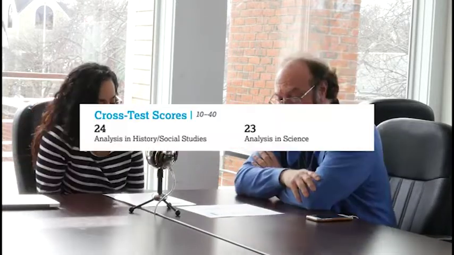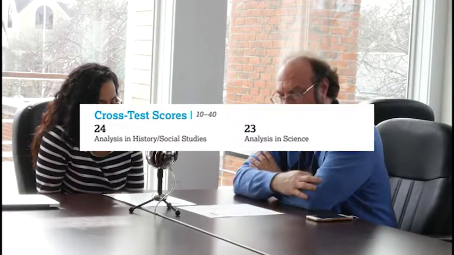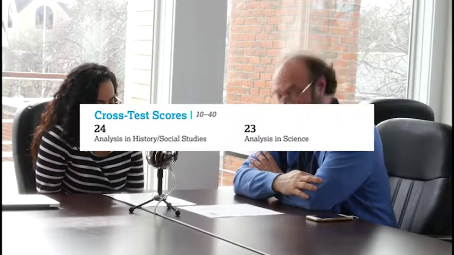Beneath that you have the cross-test scores. Again, the print is getting smaller as it becomes less and less important. There are 2 cross-test scores, analysis in history, social studies, and analysis in science. But I don't think this is very important. This is kind of their way of competing with the ACT. I don't have any response to these numbers. They don't mean anything, and I wouldn't have any prescriptive plan to address these in instruction.